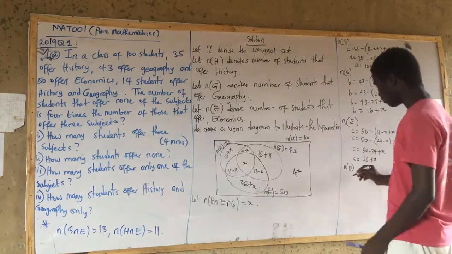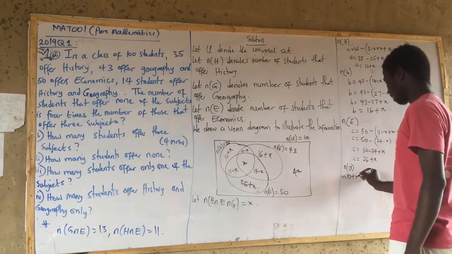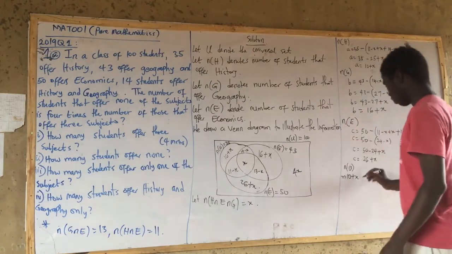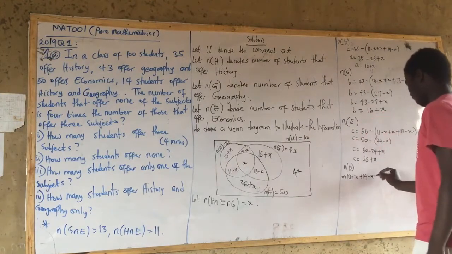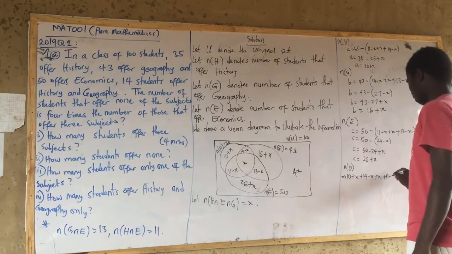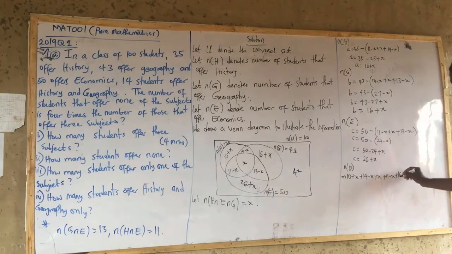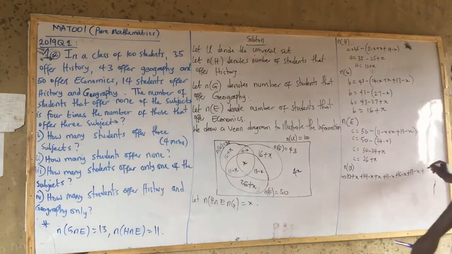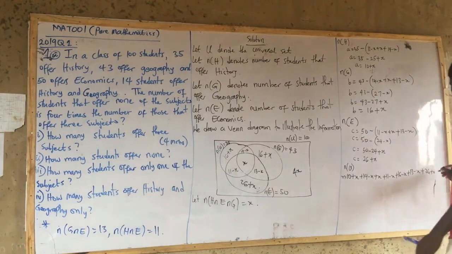This one I will add everything. That is how I will have 10 plus x plus 14 minus x plus 11 minus x plus 16 minus x plus 13 minus x plus 26 plus x. Then don't forget this 4x outside, it's also there, plus 4x.